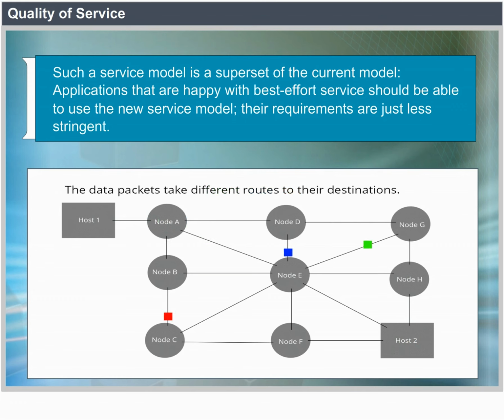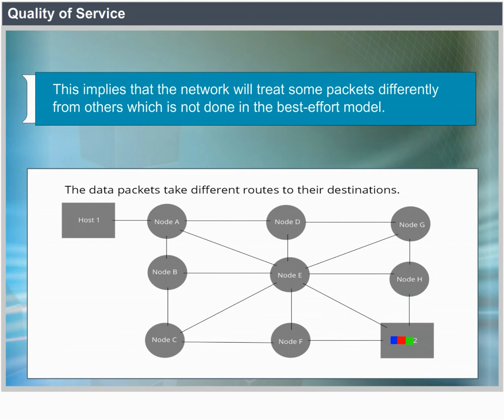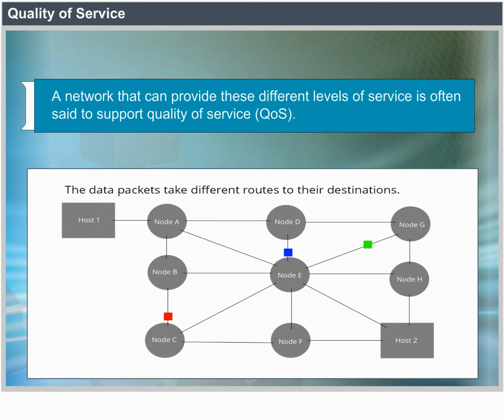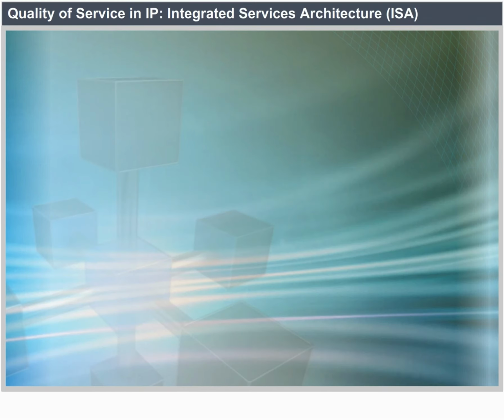This implies that the network will treat some packets differently from others, something that is not done in the best effort model. A network that can provide these different levels of service is often said to support quality of service (QoS). Quality of service in IP: Integrated Services Architecture (ISA). Integrated Services (RSVP).